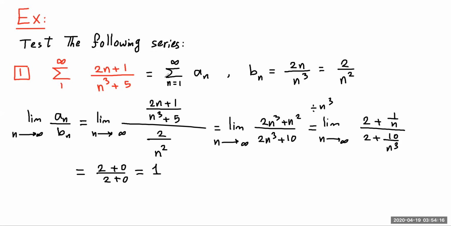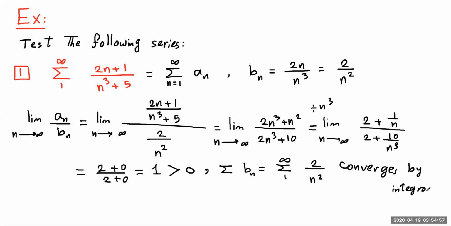Okay, so always, because of my definition of bn here, the limit of an over bn must be 1. It's logic. Because the number 1 is bigger than 0, now using my theorem, sigma an and sigma bn will behave the same. But I know that sigma bn, which is sigma 2 over n power 2 from 1 to infinity, converges using the integral test.